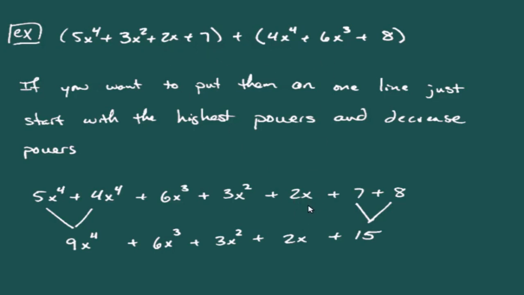So we've got 1x power, and then we've got our two numbers, our 7 and our 8. And so we just write those in decreasing power order, putting all of the like powers together. So that 5 plus 4 gives us 9x to the fourth. 6x cubed plus 3x squared plus 2x plus 7 plus 8 gives us 15. And with a little bit of practice, we can put everything together on one line, group the powers together, then it's easier to look at them and combine them.